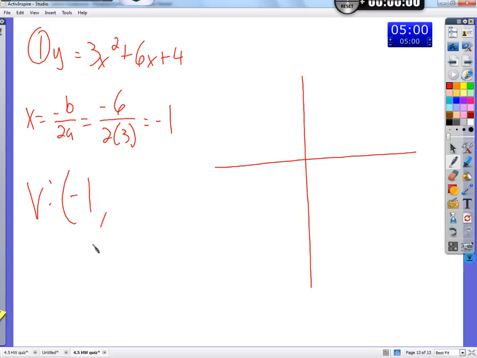How do we find that y value? Anytime you want to find a y value, look at this. You just plug in some x value. Plug in negative 1, we get negative 1 squared is 1, negative 3 is 3, minus 6. So 3 minus 6 is negative 3, plus 4 is 1. Negative 1 comma 1, that's our vertex. Right through the vertex is the axis of symmetry. That's great. We have lots of information.